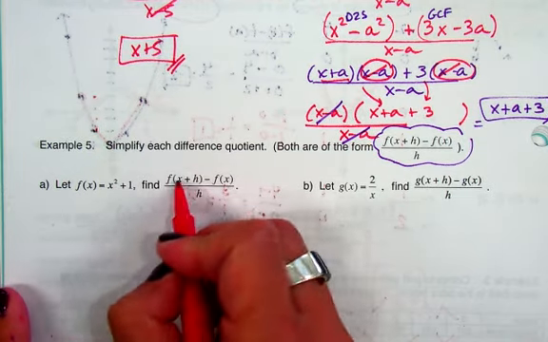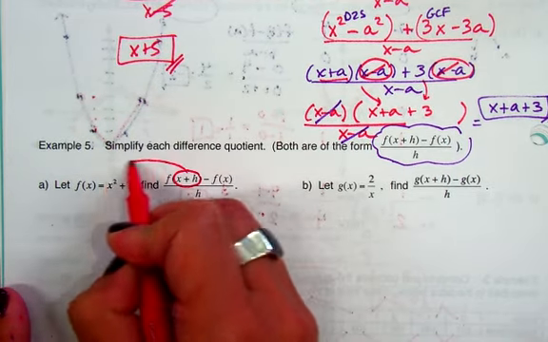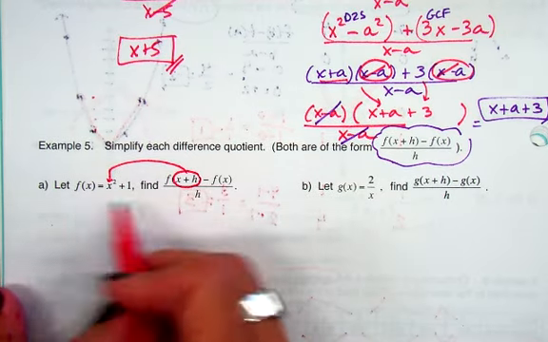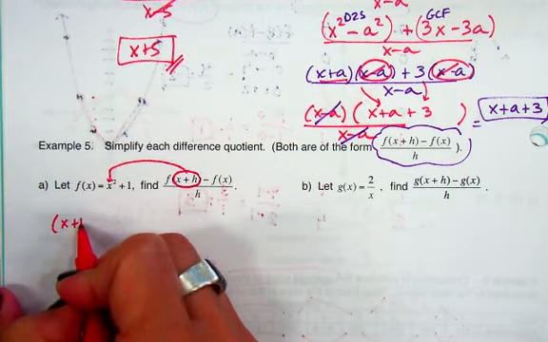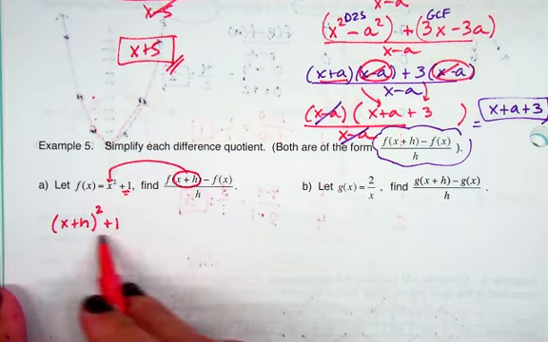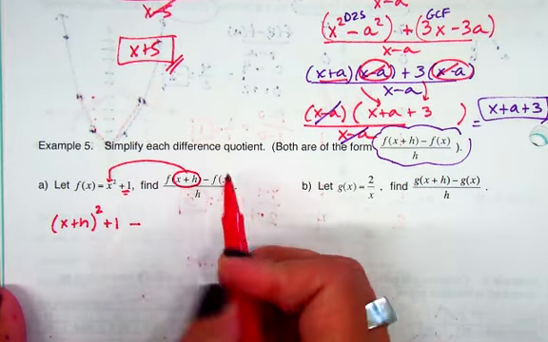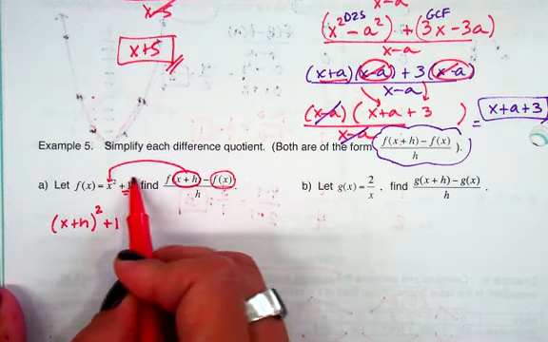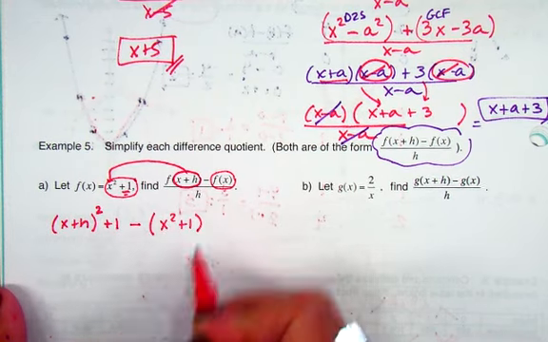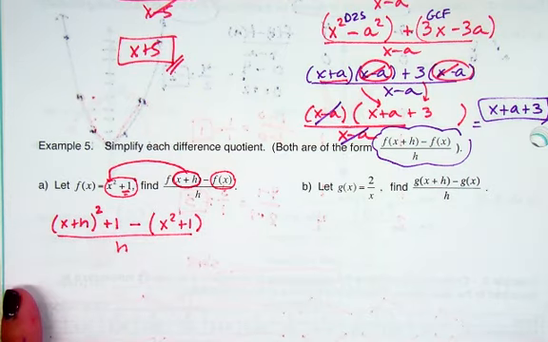Okay, so f of x plus h, this is where I take that whole x plus h and plug it in for x. Make sure you're putting it in with a parenthesis. So I'll have (x plus h) squared plus 1. That whole thing is f of x plus h. Minus just f of x, well, that's this whole thing, in parentheses, x squared plus 1, all over h.